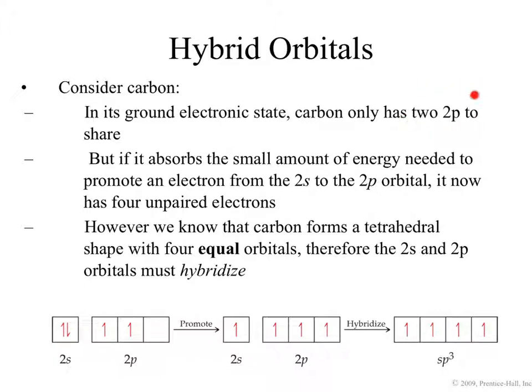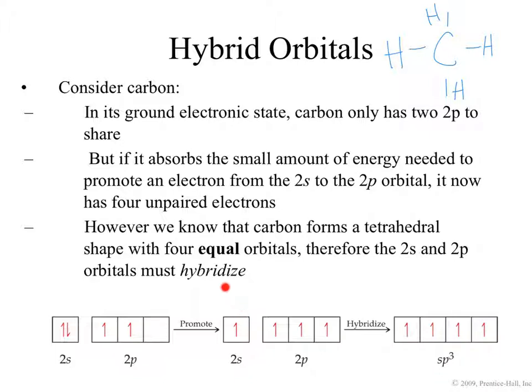So carbon, in this structure, when it's just in its ground state, it only has 2p electrons to share and to bond. But we know that often carbon forms 4 equal bonds. In methane, it has 4 equal bonds with 4 hydrogens. That's a tetrahedral structure. If carbon absorbs a small amount of energy so that it can promote these two electrons from the 2s, or at least one of them, into the 2p, then it would have 4 unpaired electrons. One would be in the 2s, and 3 would be in the 2p.